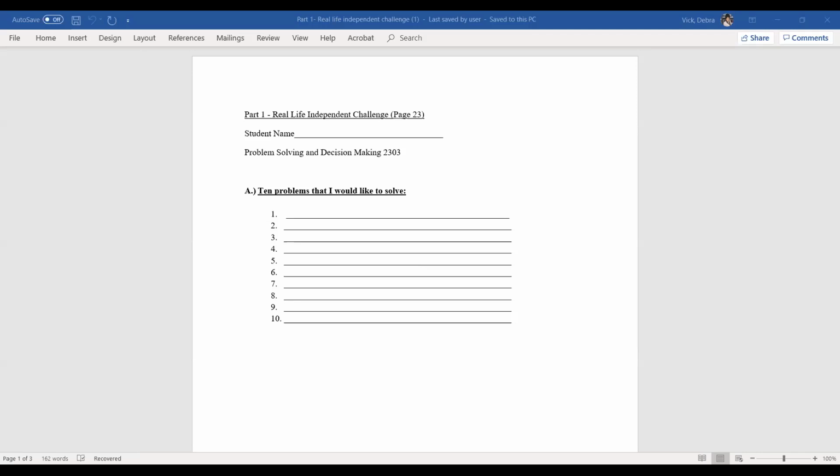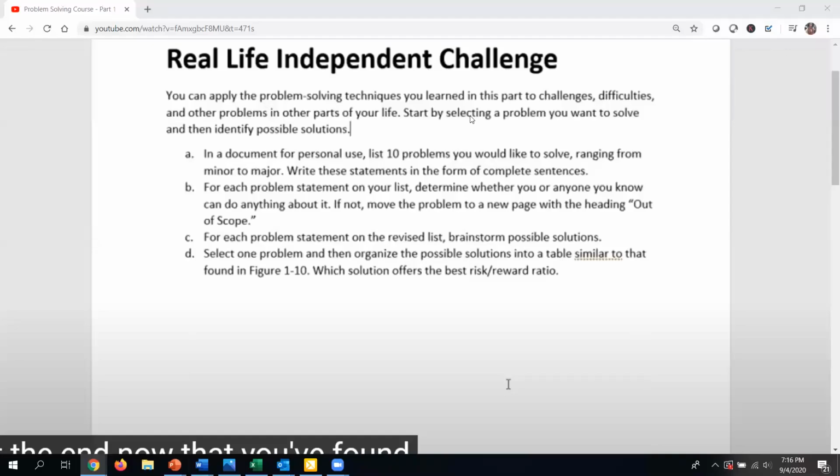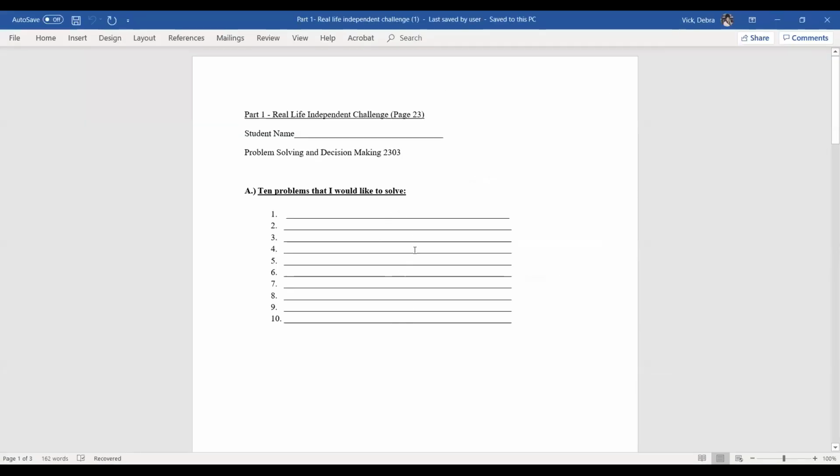So I'm going to now share my other screen, which will show you what I just read, the Real Life Independent Challenge. I read part A, and it lists the problems you would like to solve. If you are looking at the other page, you saw that I had a list of 10 items. So those 10 items are going to be right here. List these 10 problems that you want to solve. Write them in here.